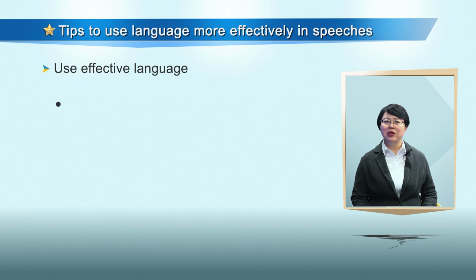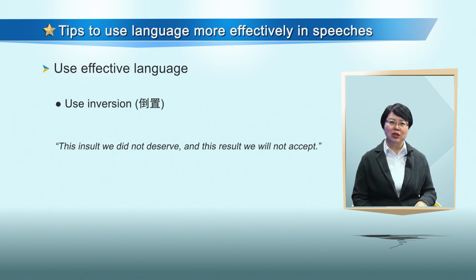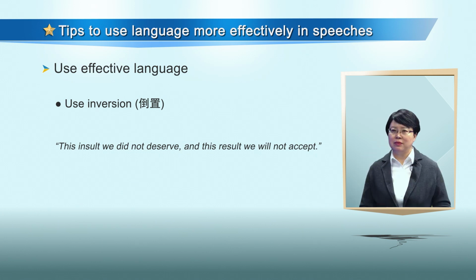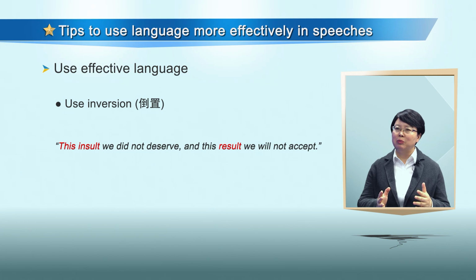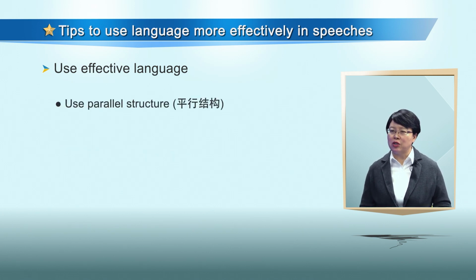Second, you can use inversion. That means changing the expected word order for emphasis. Look at this example. This insult we did not deserve, and this result we will not accept. See, right? The insult and the result are put in the beginning of each short part of the whole sentence. So it's an inversion.